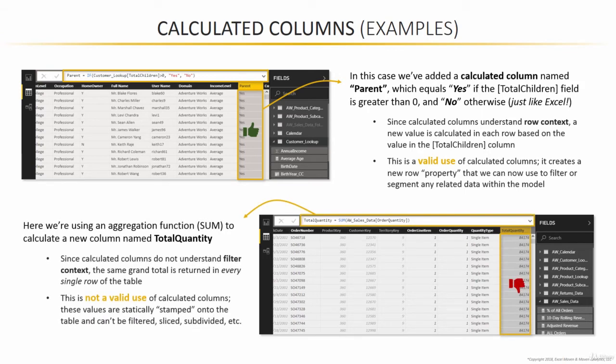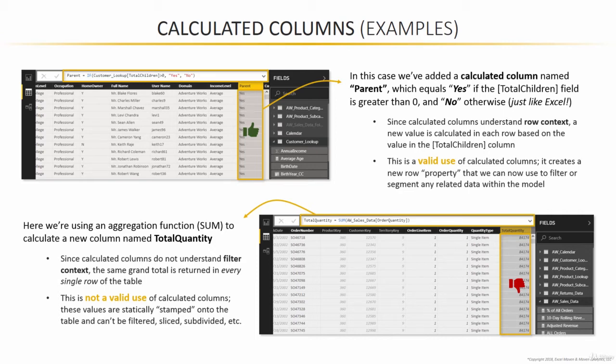In this second example here, we're actually trying to use an aggregation function, in this case a simple sum of the order quantity field, to create a new column named total quantity. But here's the thing, since calculated columns don't understand filter context, and we'll get into that a bit more, the same grand total is returned in every single row of the table. So it doesn't matter which row you're in, whether you're calculating the value in row 1, 2, 3, or 4, in every single case, the sum of the order quantity field is the same sum, the same total. So this is not a valid use of calculated columns.